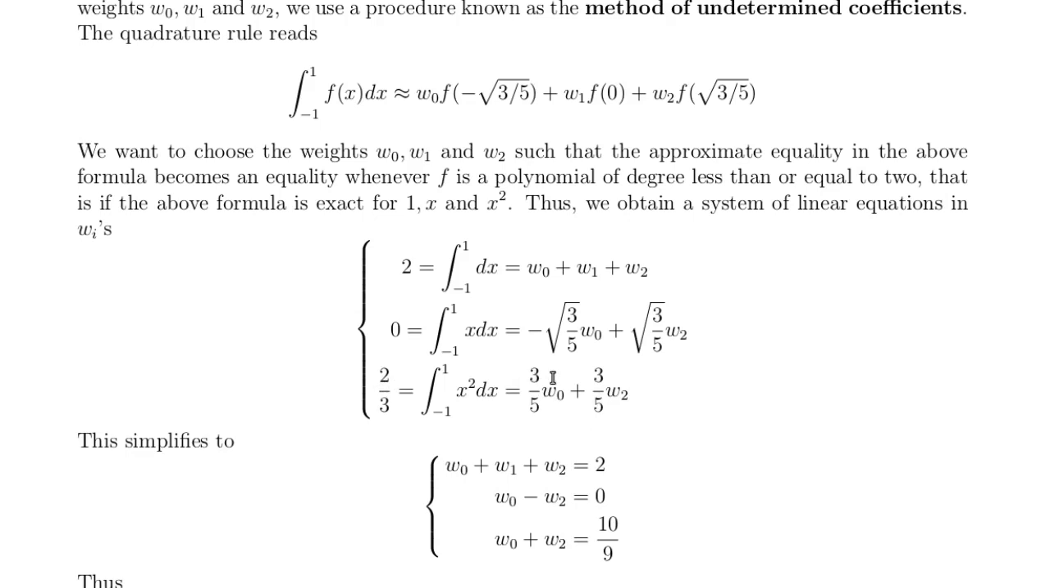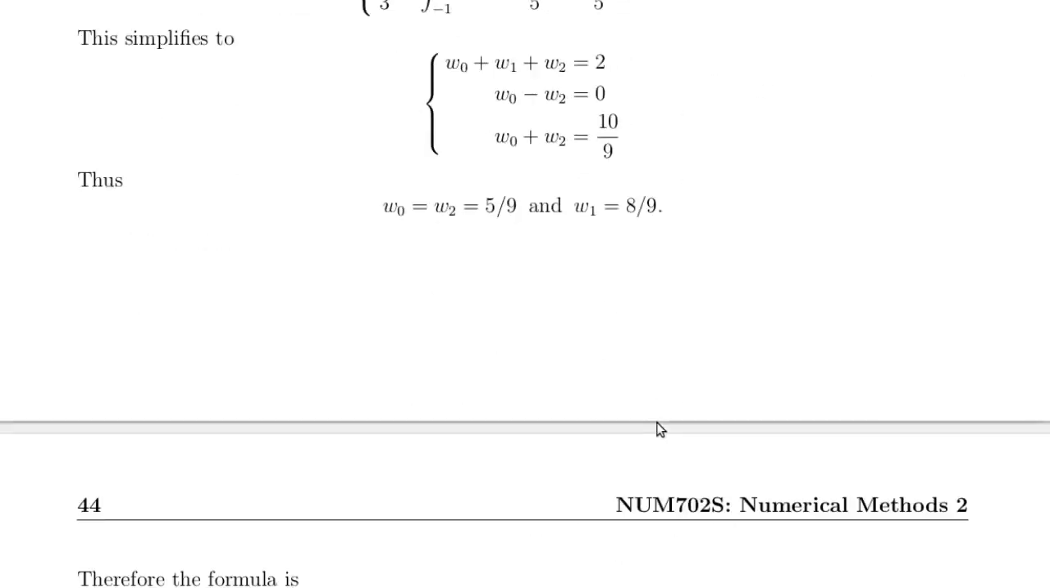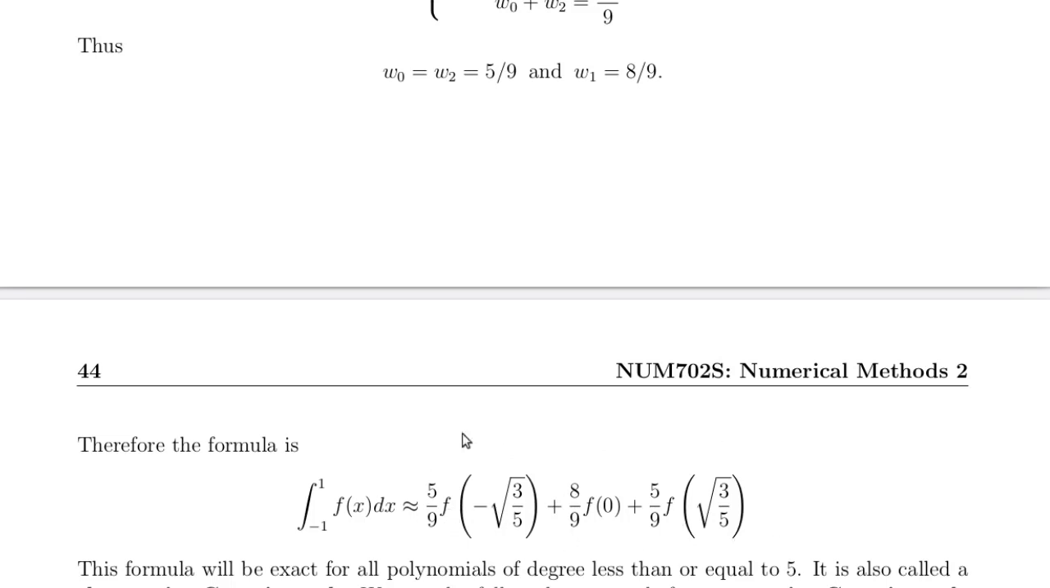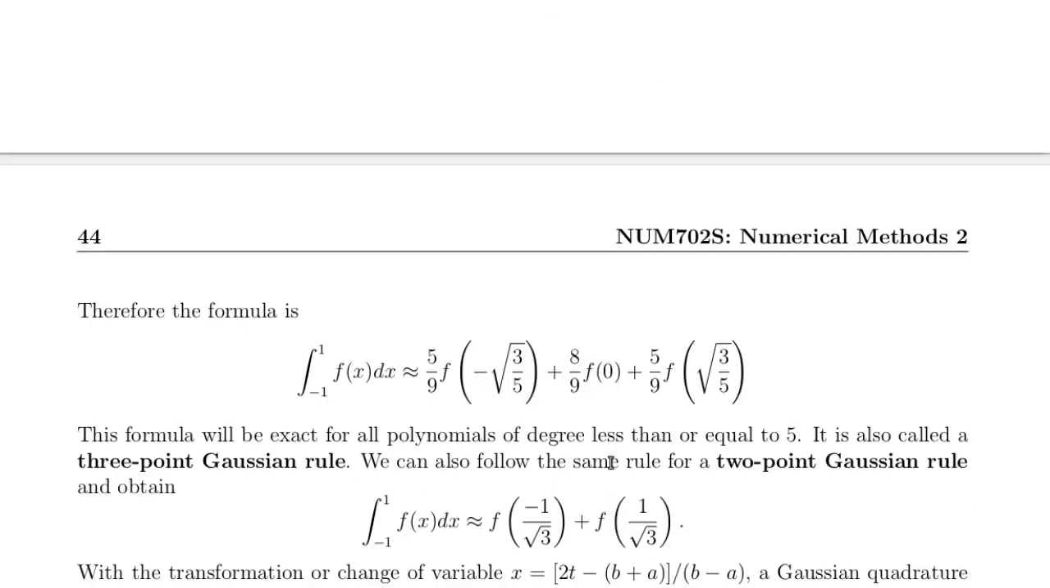Now the 3 in the numerator here, we can divide the entire equation by 3 to cancel out these terms, right? So if we do that, 3 divided by 3 will be 9. So meaning that the right hand side here will be 10 by 9, and because we multiply by 5 and we divide by 3, the coefficient of W0 and W2 will be 1. So we get this. So solving this, we obtain these values and we substitute that into our rule. And this is our 3-node Gauss quadrature formula.